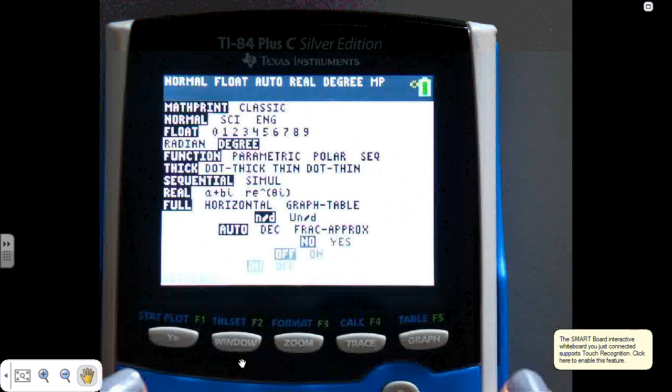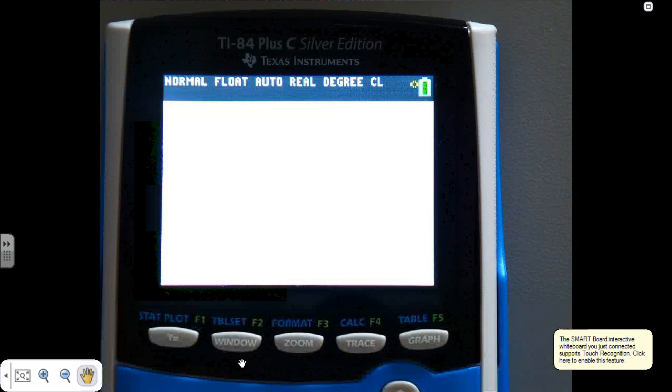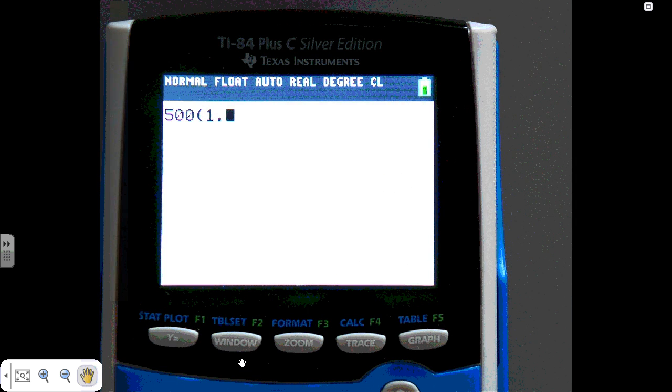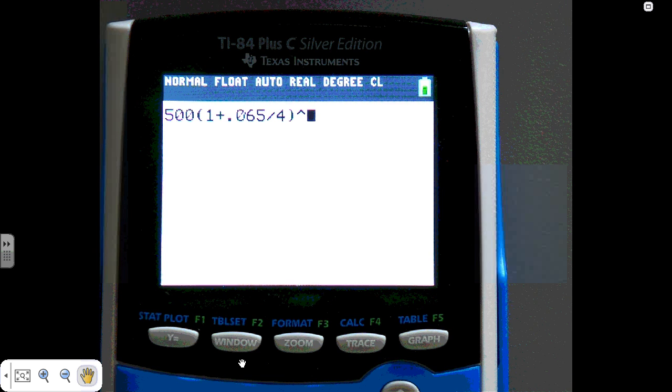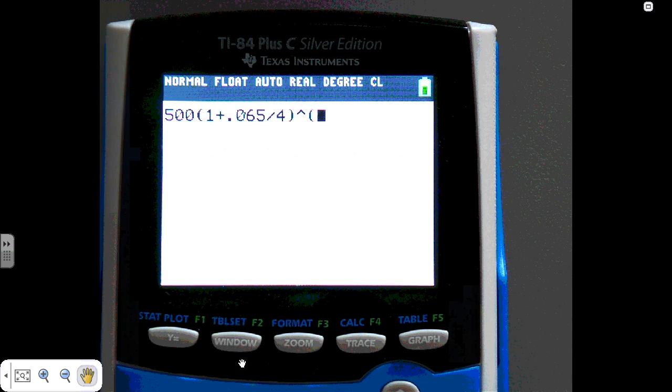Now, let's see, I think I will try and do this for you guys. If I type this in, 500 times 1 plus 0.065 divided by 4, if, ladies and gentlemen, when you hit the caret key, it actually makes a caret, what that means is it's not putting things into the exponent position. So this display is going to need parentheses around 4 times 25. All right?